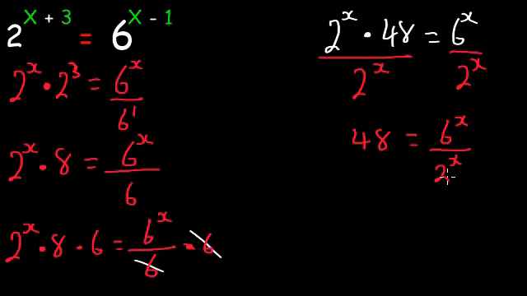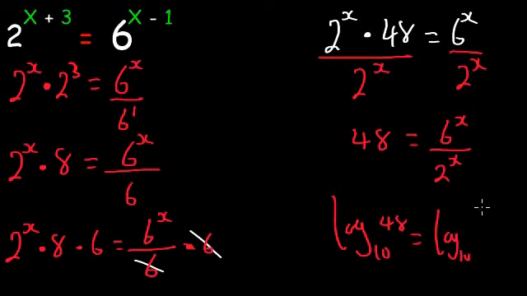So what am I to do at this point? What do you think that we can do in order to solve for x at this point? There's nothing much we can do right now other than to introduce the logarithm symbol. So I would like to introduce the log of base 10. Regardless of the base that you introduce, the answer should result in the same, but I will work with base 10 this time around. And therefore, that will be log of base 10 of 48 equal to log of base 10 of 6 raised to the power of x divided by 2 raised to the power of x.